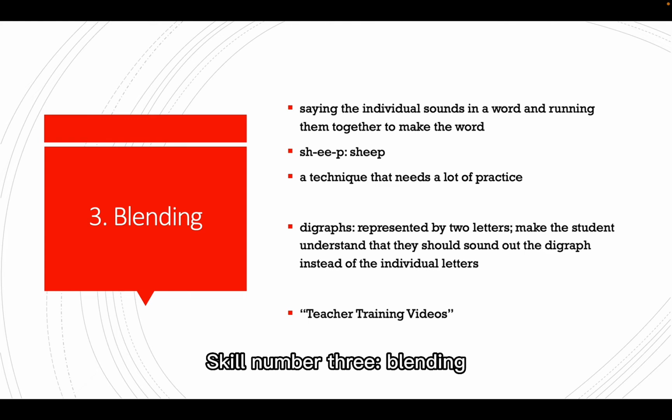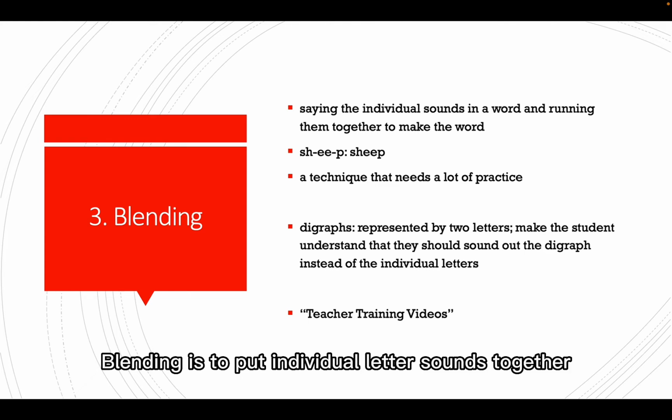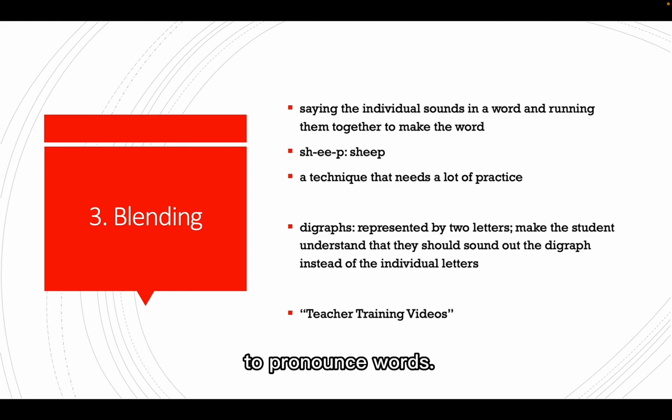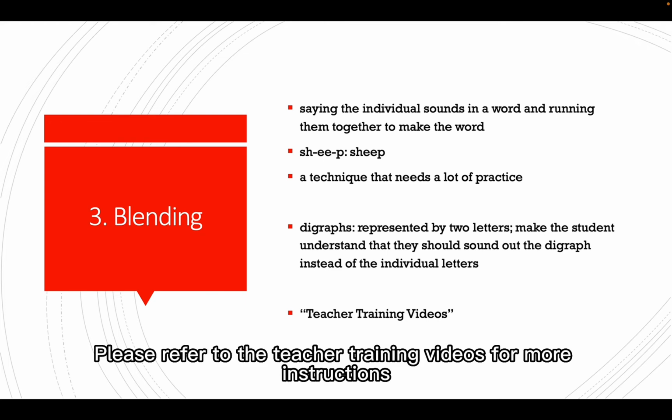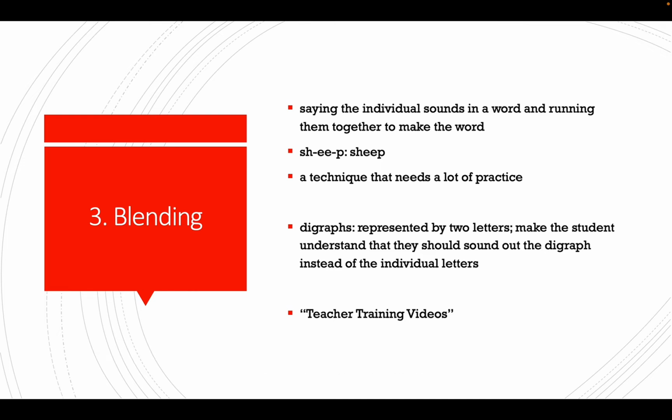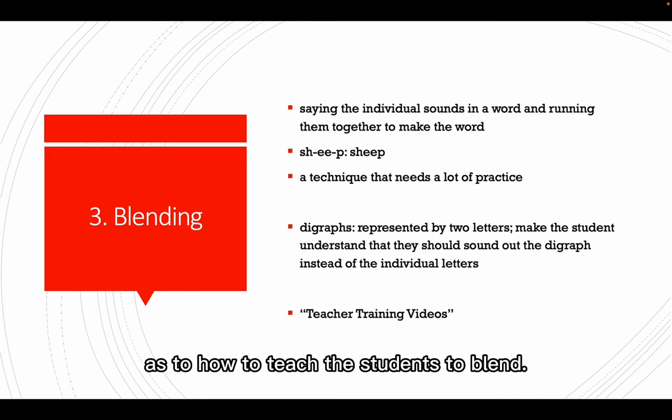Skill number 3, blending. Blending is to put individual letter sounds together to pronounce words. For example, the word sheep. We have 3 sounds that make up this word: sh, e, p, sheep. Please refer to the teacher training videos for more instructions as to how to teach the students to blend.